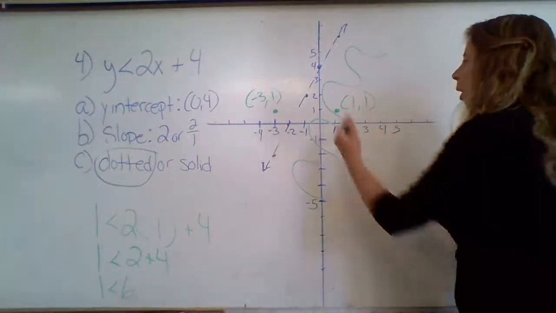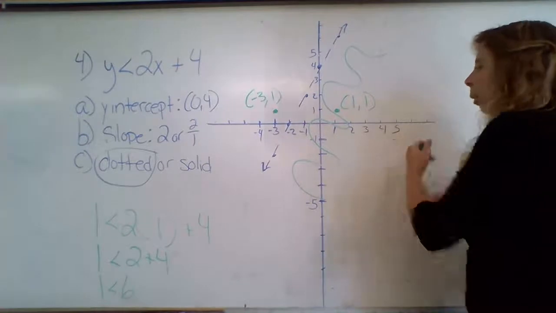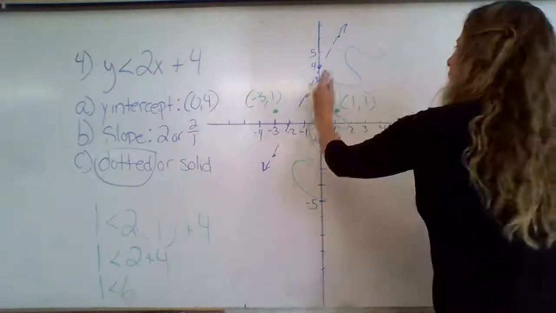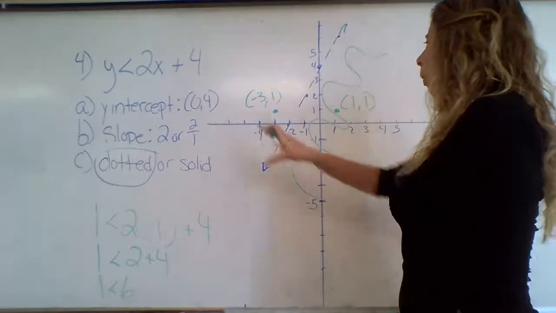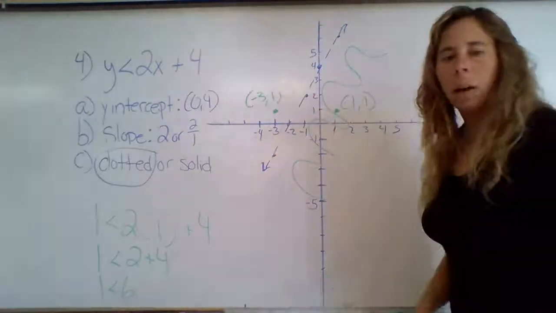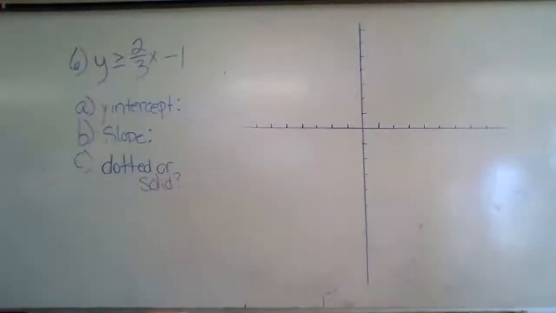Okay, this means that all points on this side of the line will work in this inequality. All the points on this side will work. All the points on this side will not. All right, there we go. Okay, I'm also going to do number 6. So if you understand this, you can skip through me, obviously. I'll never know, I'm a video.